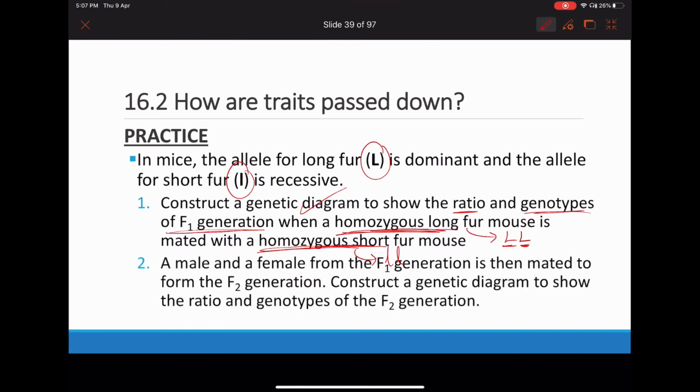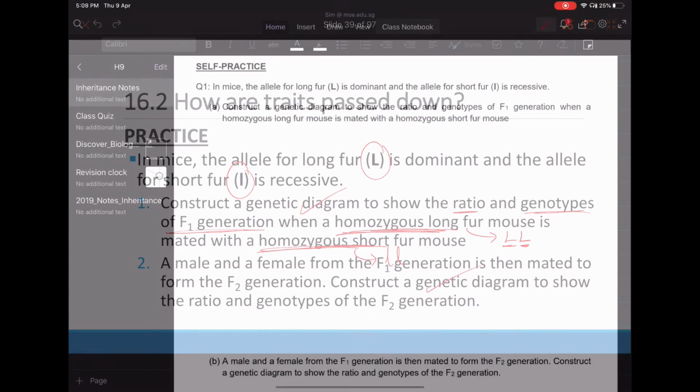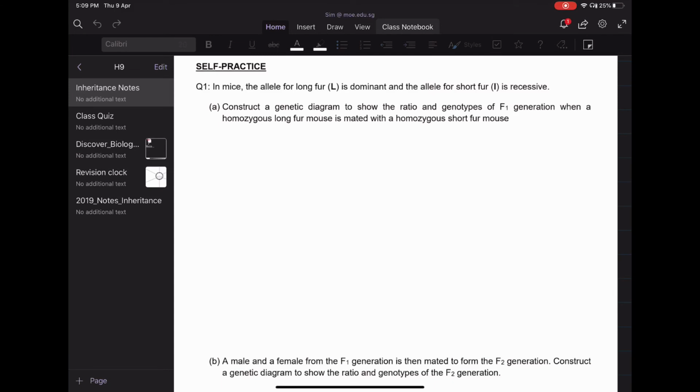Next, a male and female from the F1 generation is then mated to form the F2 generation. Likewise, you are required to construct a genetic diagram to show the ratio and genotypes, but now of the F2 generation. So these are 2 important things they need you to do for this question. Now, there's a need for us to express our working in a neat and orderly manner. That's why I encourage you to take the effort to make sure your working is neat and tidy.